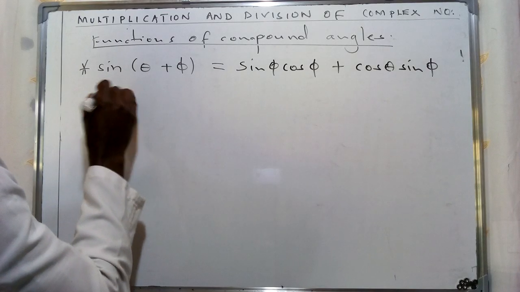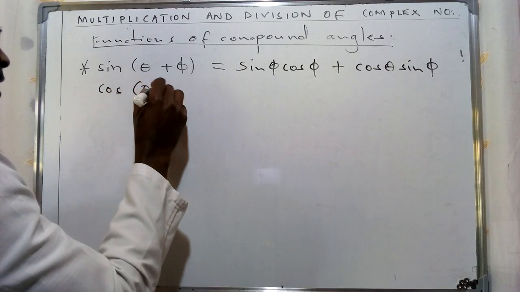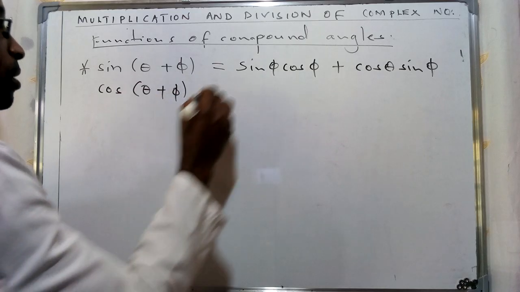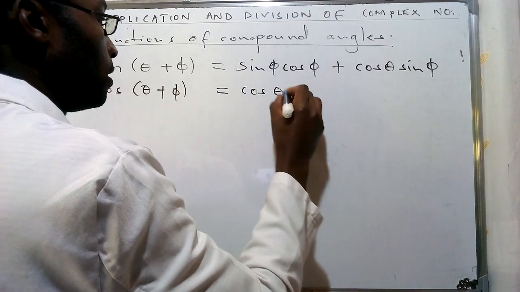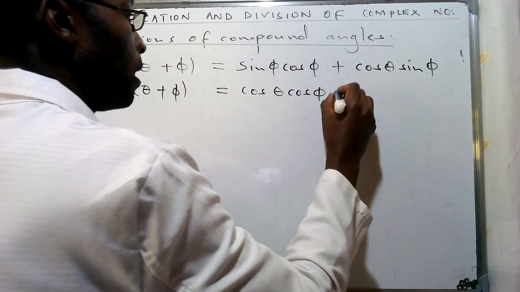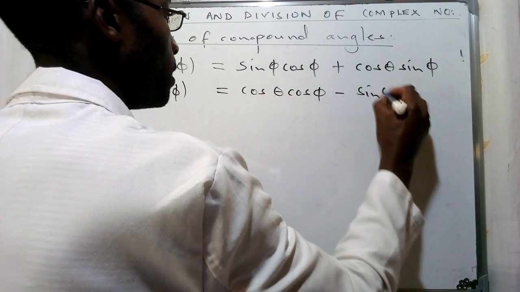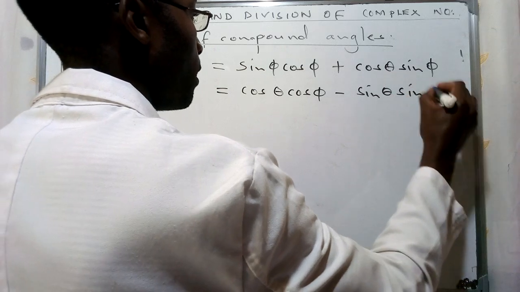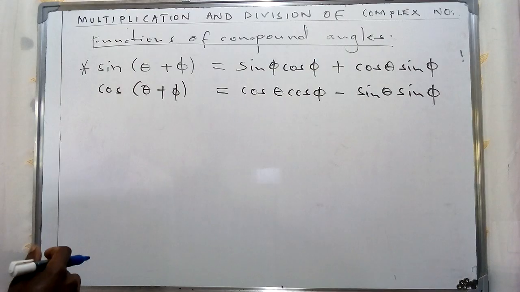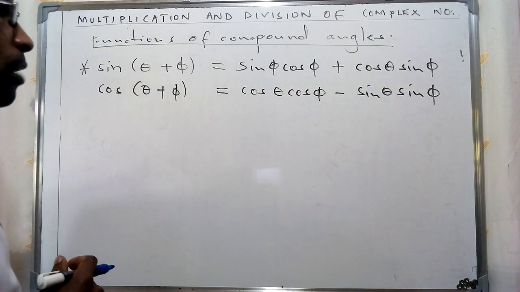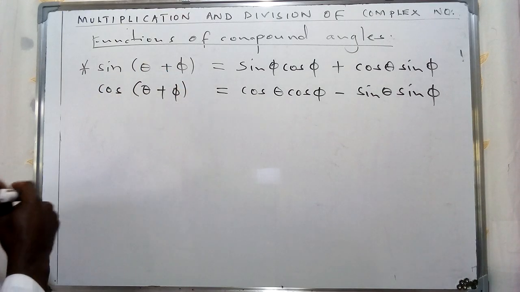Now, suppose we had the cosine function of phi plus theta. This is going to be represented using the cosine of theta, the cosine of phi, minus the sine of theta, the sine of phi. And this is going to create for us the two basic trigonometric functions giving the sum of the two specific angles.